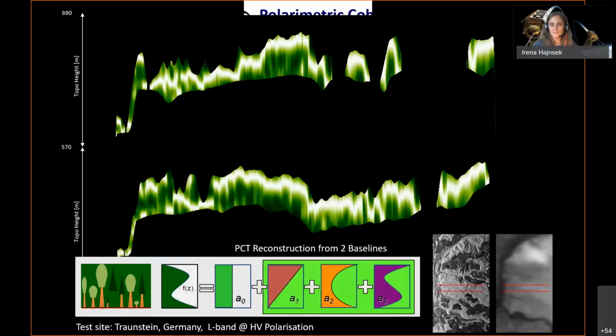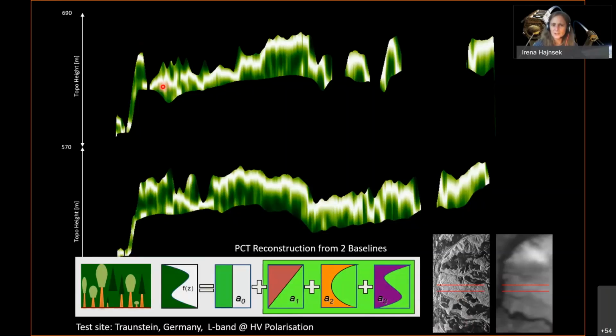Just as a result, very fast, again it's the same test site, Traunstein. We have two profiles here, one in the upper and one in the lower part. This is now the border of the ground, so we know the topography. Let us assume we know the top height, from the model-based approach. And now let us free, in principle, the f(z) inside this forest volume.